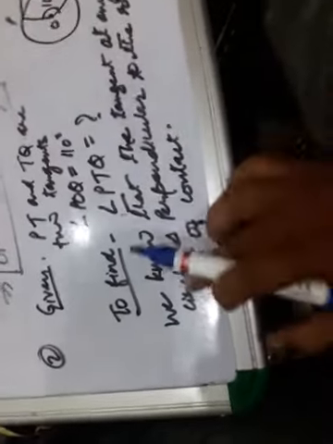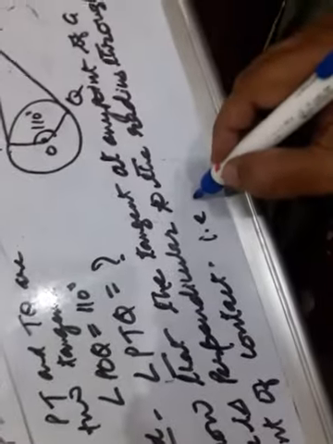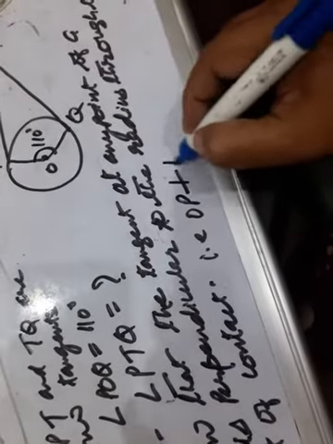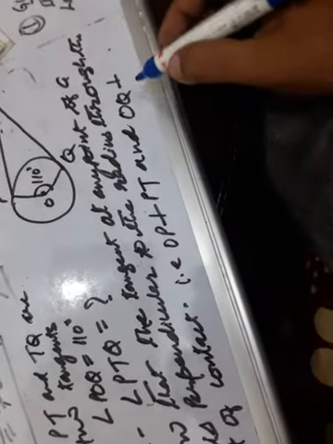Once again, the tangent at any point of a circle is perpendicular to the radius through the point of contact. What does it mean? OP is perpendicular to PT, clear? And OQ is perpendicular to QT, right? That is QT. Clear? Now let us move to the next part of the board.